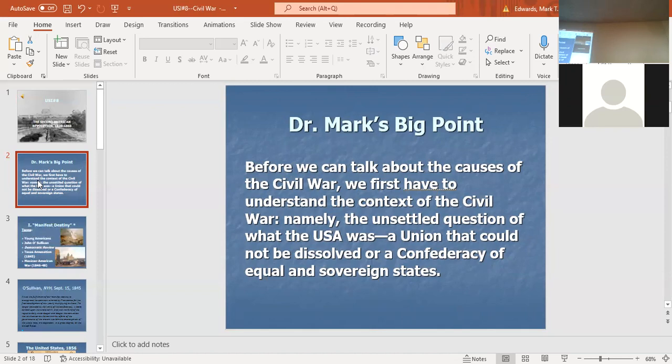We continued to debate that question. Most of our political debates after 1789 and the full ratification of the Constitution revolved around this question. What are we, a union, a union of sovereign states that could not be dissolved, or a confederacy, a group of sovereign states that could be dissolved when one state believed that the union had become tyrannical or what have you. Right?